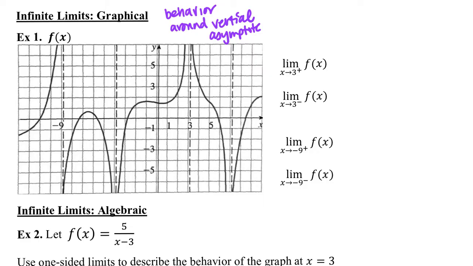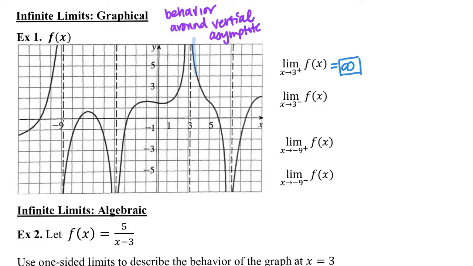Okay, so the first one asks me, limit as x approaches 3 from the positive side. So the positive side is on the right side. So on the right side of the asymptote, what's my graph doing? My graph is going up. It's going up forever. So on the right side of x equals 3, the limit as x approaches 3 from the positive side is positive infinity or just infinity.